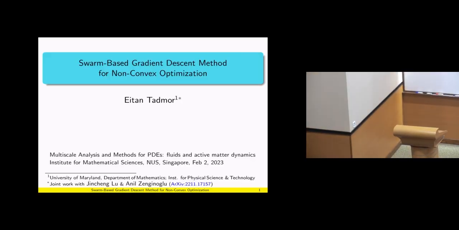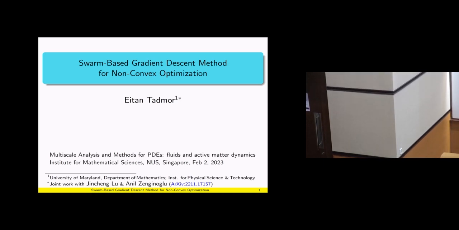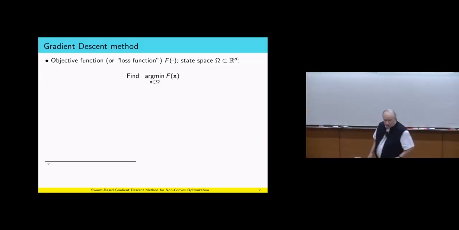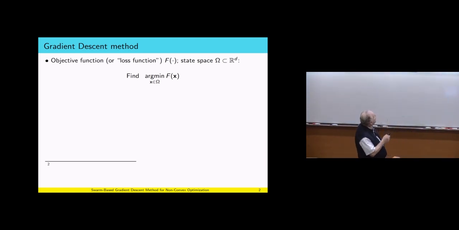Thank you. Thank you for coming. Okay, I would like to share with you a work that we have done in the last couple of years, which has to do with non-convex optimization based on a swarm-based approach. So let me start at the beginning. The objective is to find the minimizer for a given function f in R^d.